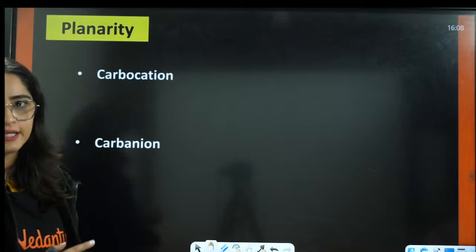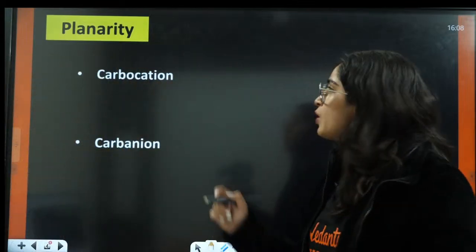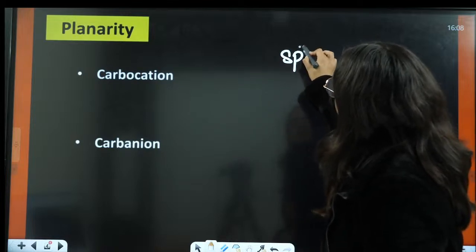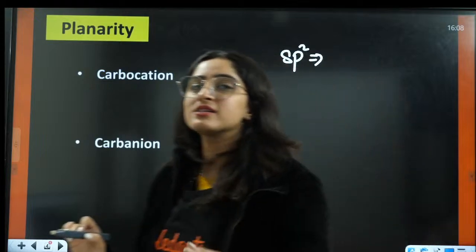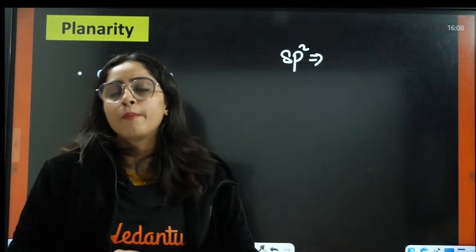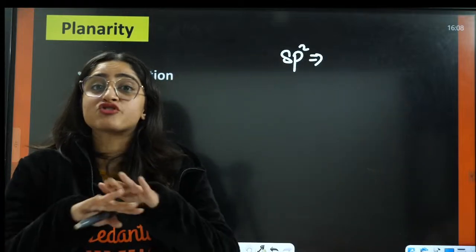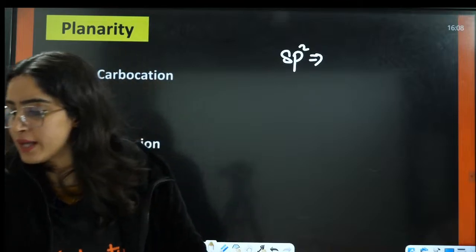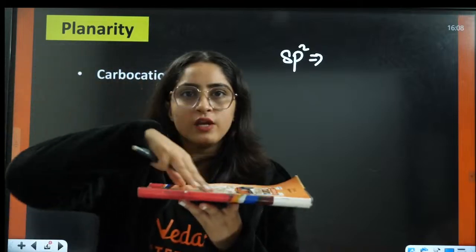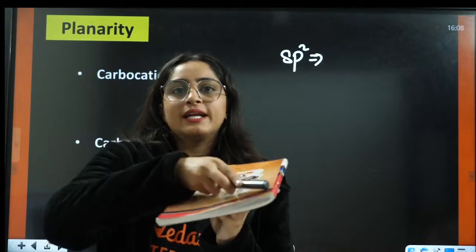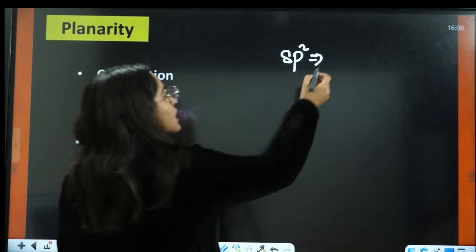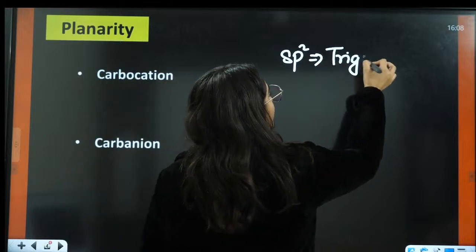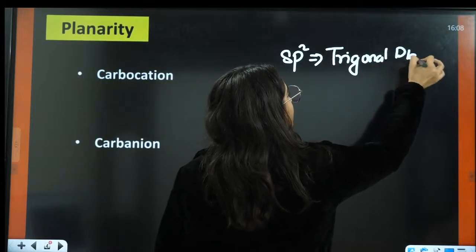And if I talk about planarity, let us understand this. You know sp2 hybridized orbitals. What is the geometry of this particular hybridization? It is trigonal planar. That means the atoms will be aligned in one plane. That is trigonal planar.